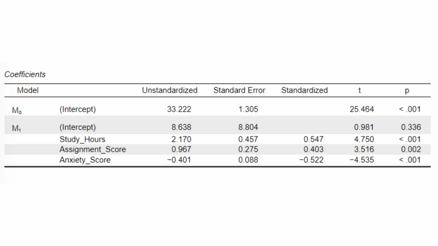Now, let's look at the coefficients table. It tells us how each individual predictor contributes to the model. Since all p-values are below 0.05, all 3 predictors significantly affect exam scores. The unstandardized coefficients tell us how much the exam score is expected to change when each predictor increases by 1 unit. For example, for every additional hour of studying, the exam score increases by about 2.17 points.